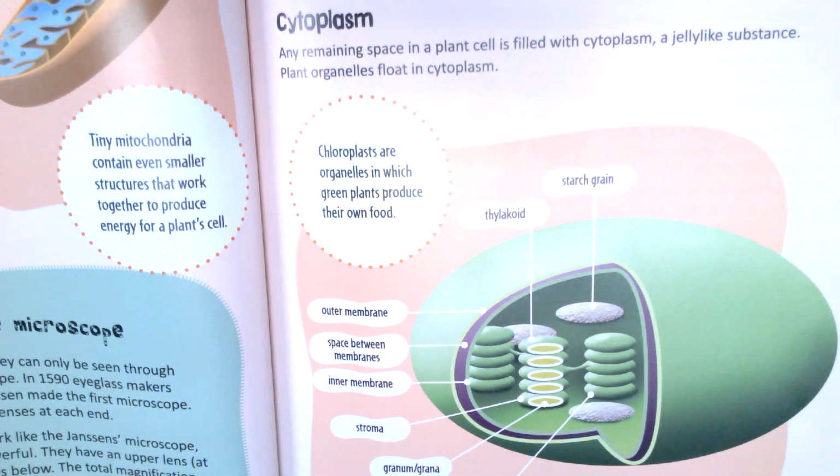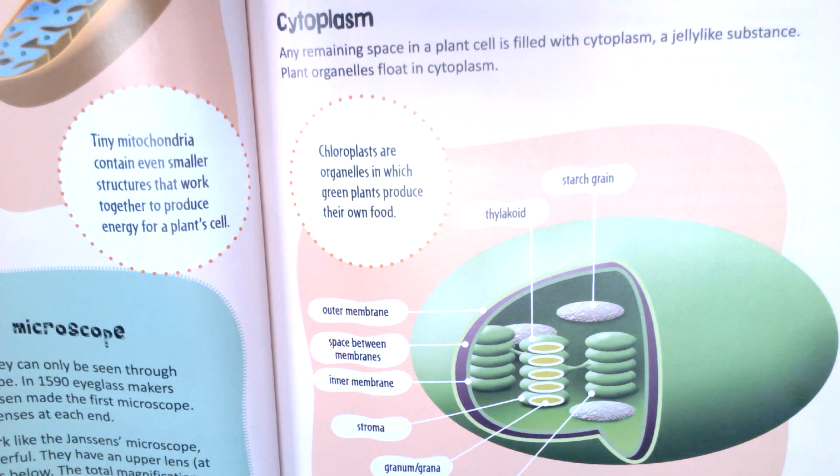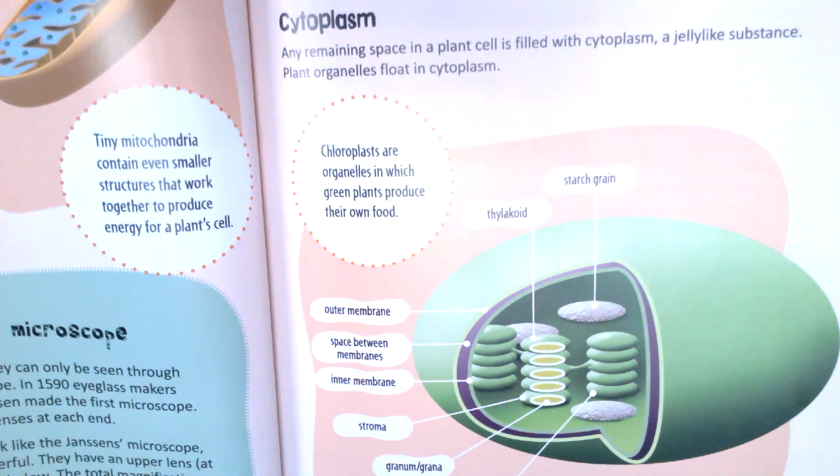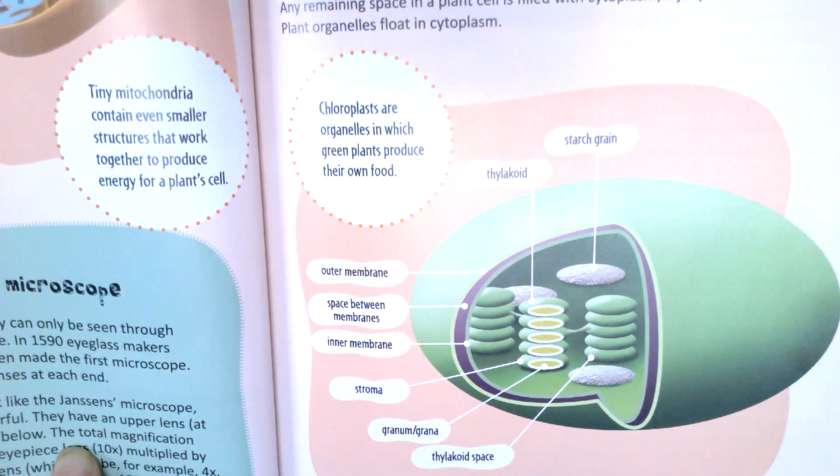Cytoplasm. Any remaining space in a plant cell is filled with cytoplasm, a jelly-like substance. Plant organelles float in the cytoplasm. Chloroplasts are organelles in which green plants produce their own food.